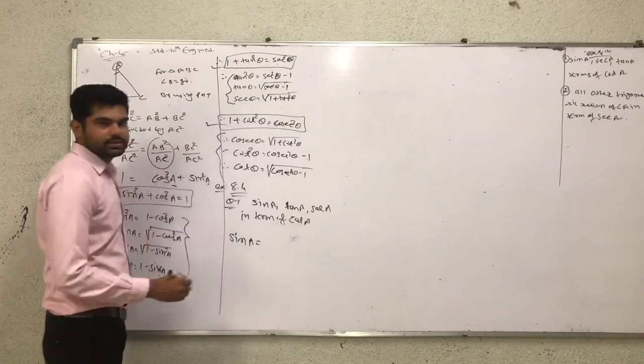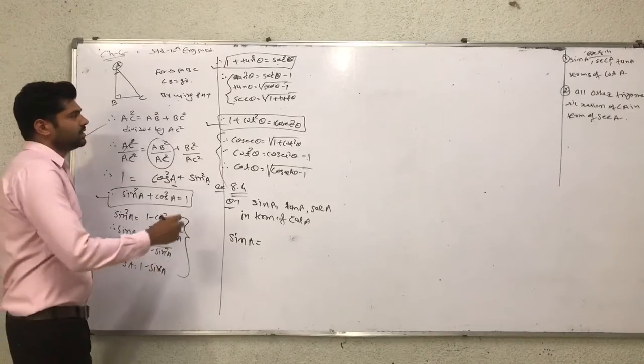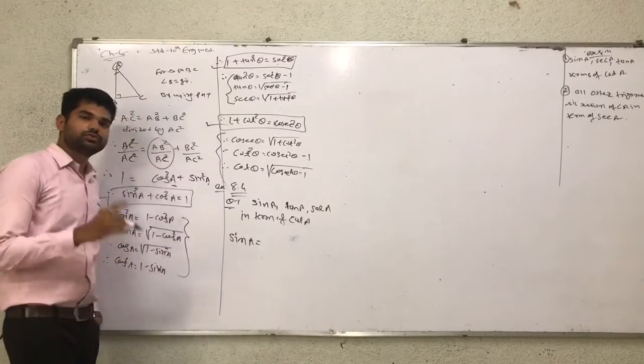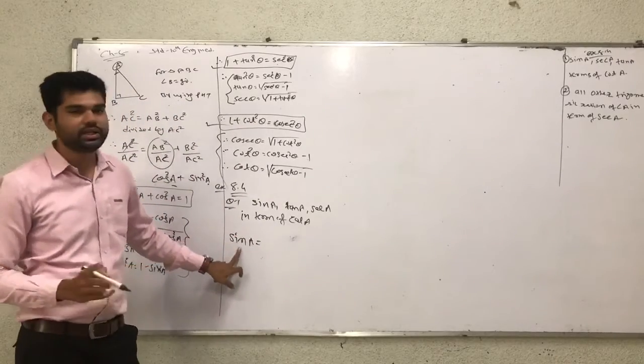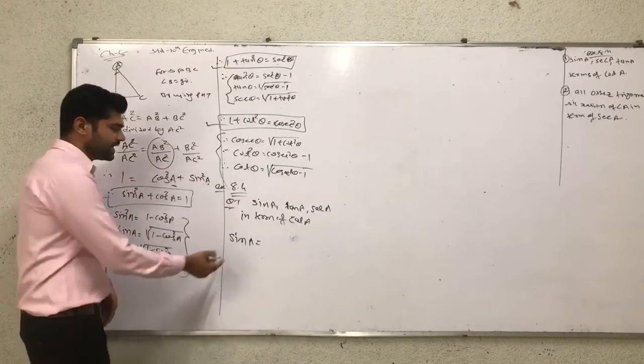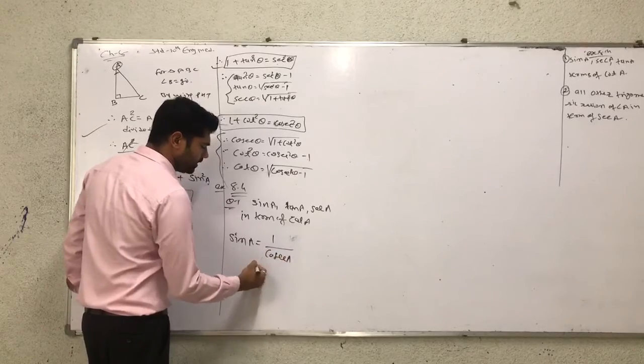Sin means sin directly converted into cot. So the sin cot relation is here: 1 plus cot square is equal to cosec square. So first we have to convert sin into cosec and then cosec converted into cot. So sin means 1 upon cosec, so 1 upon cosec A.